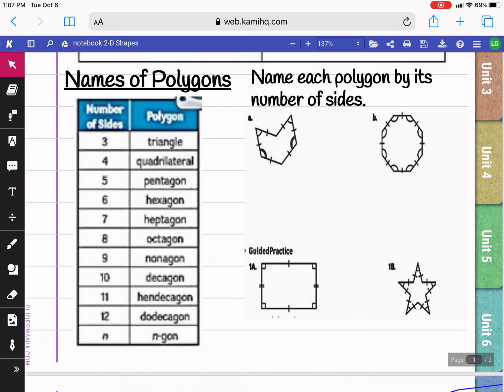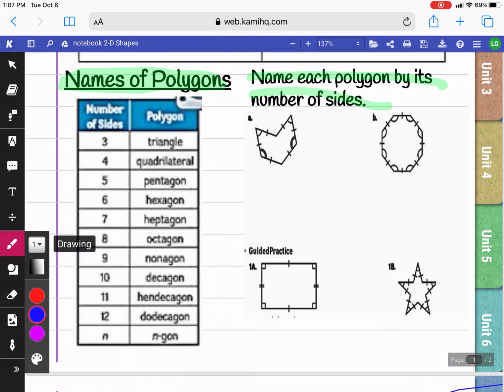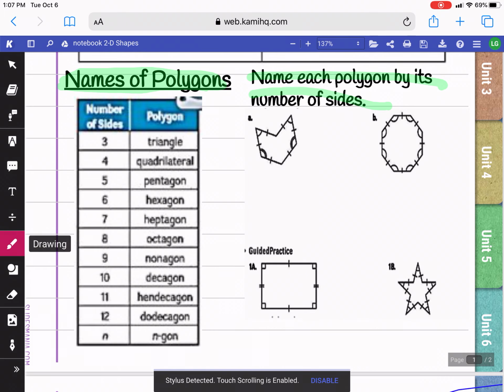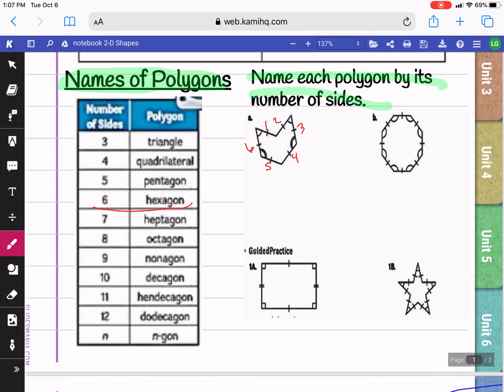Here on the left, I have the list of names. So if you don't have the names memorized, you can always come to your notes and look at this list once you count the number of sides. If you look at example A here, picture A has 1, 2, 3, 4, 5, 6 sides. So that would be called a hexagon.